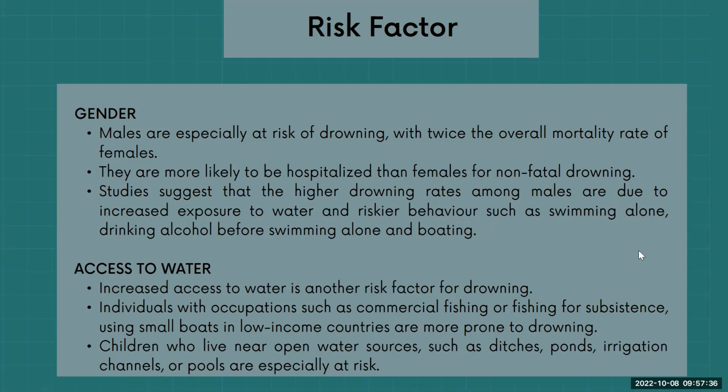Next is access to water. Increased access to water is another risk factor for drowning. Individuals with occupations such as commercial fishing or fishing for subsistence using small boats in low-income countries are more prone to drowning. Children who live near open water sources such as ditches, ponds, irrigation channels, or pools are especially at risk. That is why other countries put fences or barriers around their pools, so that there is less possibility of their children drowning, especially young children who do not know better.